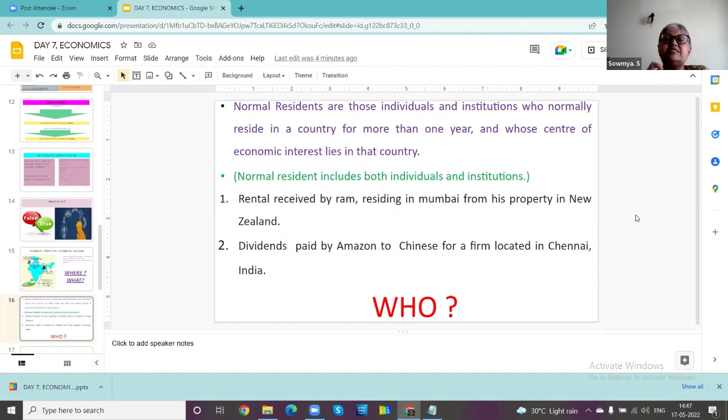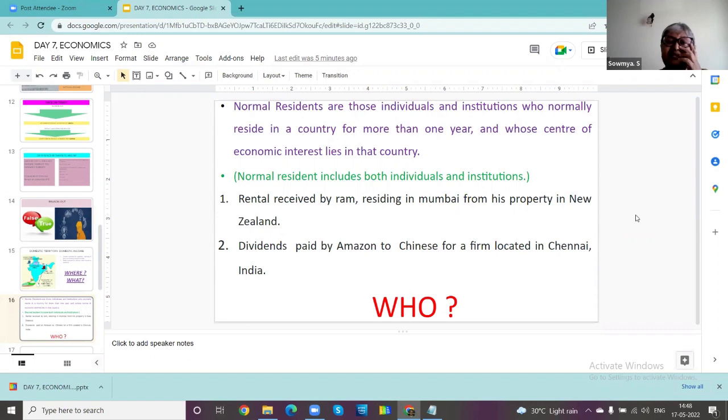The condition is they should qualify to be a normal resident of our country. Normal residents of our country are all those individuals and institutions who normally reside in the country for a period of more than a year. And also the center of economic interest should lie in that specific country. When we say center of economic interest, we should tell them, it's all the activities: production, consumption, capital formation, everything they should be doing in that same country. Because we do have exceptions.